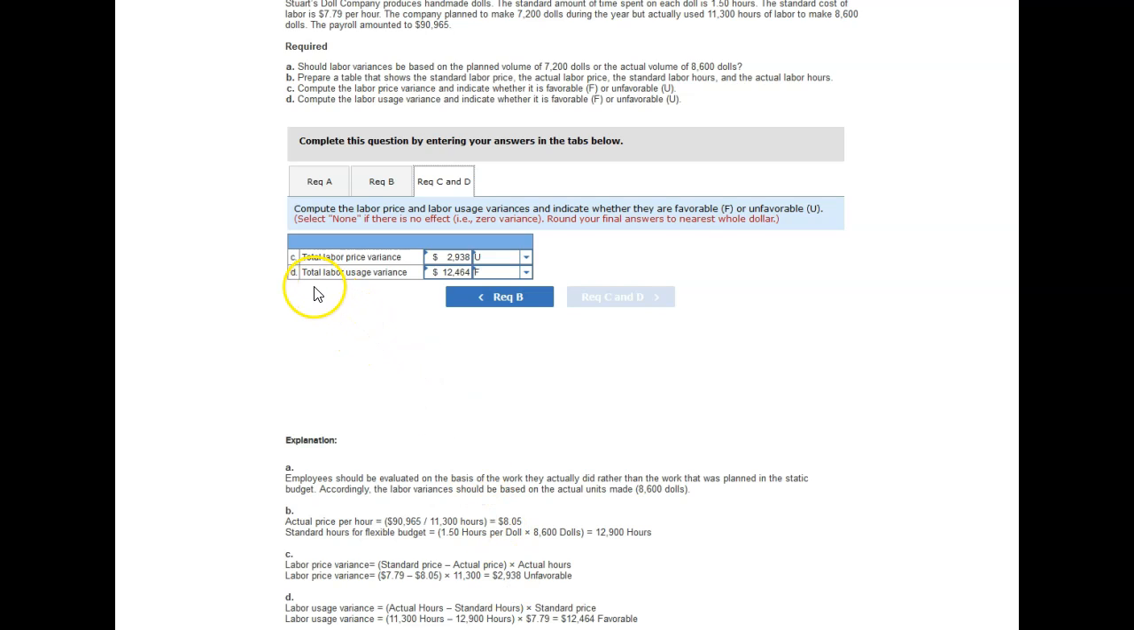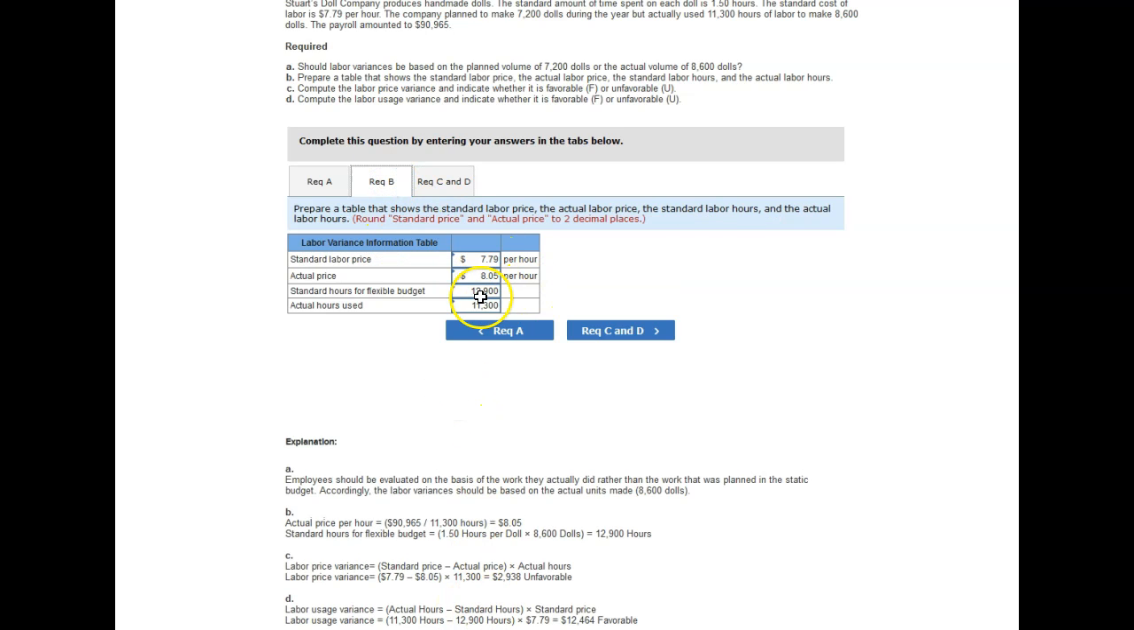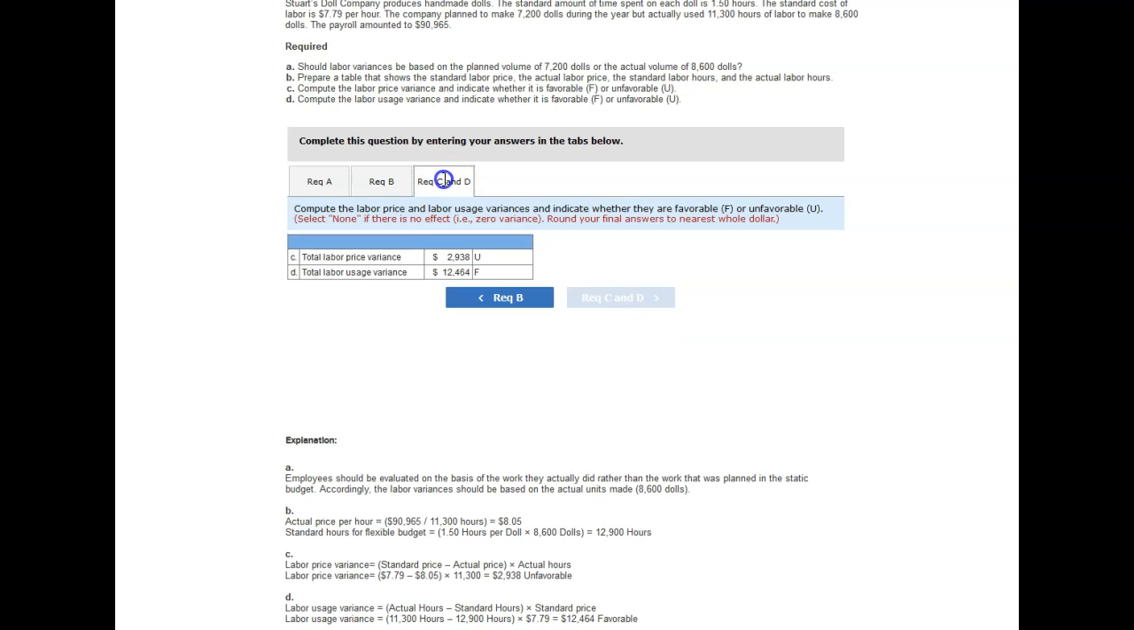Now for the labor usage variance, we're going to take actual hours, we know that's 11,300. Standard hours, that's back here. Computed it right here. Drop it in, subtract, and the difference you multiply times your standard price, $7.79. End up at $12,464, and it's favorable because we used fewer hours than the standard called for. So again, actual was less than standard. We used fewer hours, so this variance is favorable.